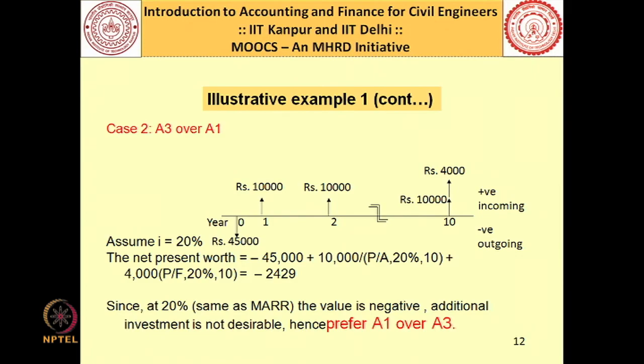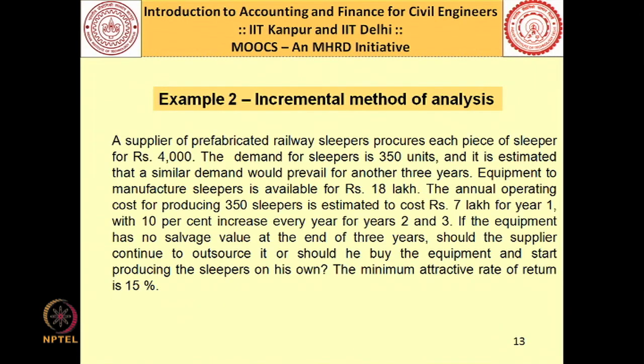Now, to reinforce your understanding, I am giving you one more example. In this example, you can see that there are 2 options. We can first read this example. It says that a supplier of prefabricated railway sleepers procures each piece of sleeper for rupees 4,000. So, sleepers are being purchased for 4,000 rupees, and the demand for sleepers is 350 units every year, and it is estimated that a similar demand would prevail for another 3 years.